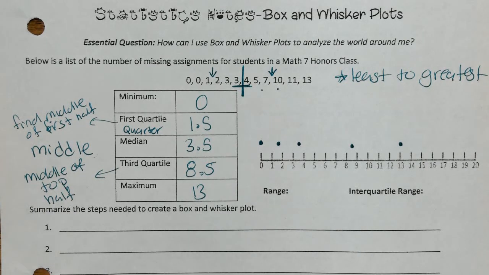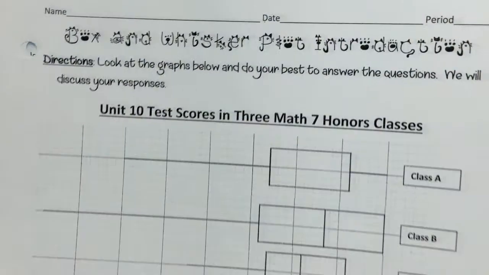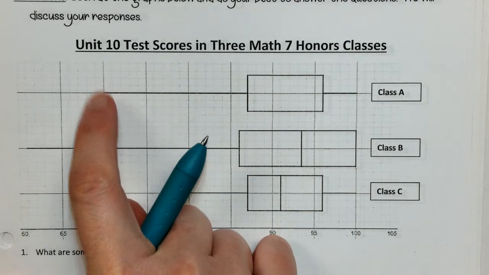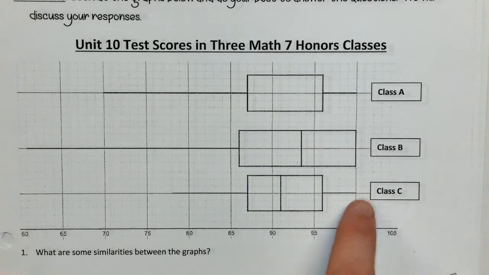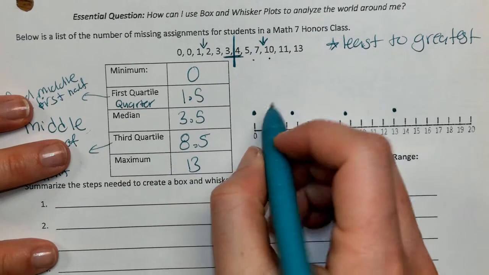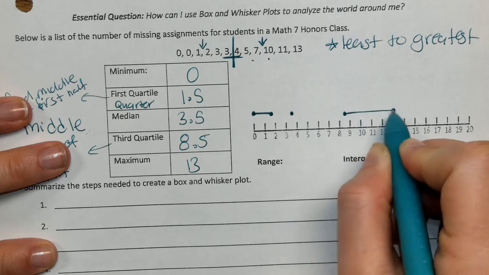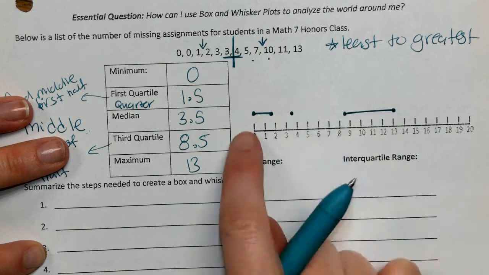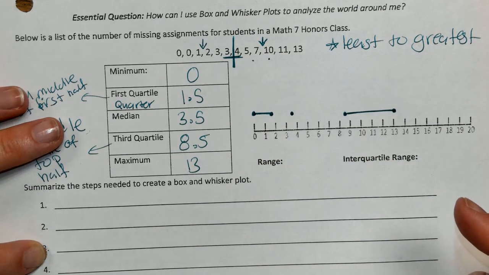We already plotted them on the number line. If you look at these graphs, these are box and whisker plots. The first dot and the second dot are connected with a line. The last dot and the second to last dot are connected with a line. So let's connect our whiskers. We just connect the first 2 and the last 2 dots. These are our whiskers.